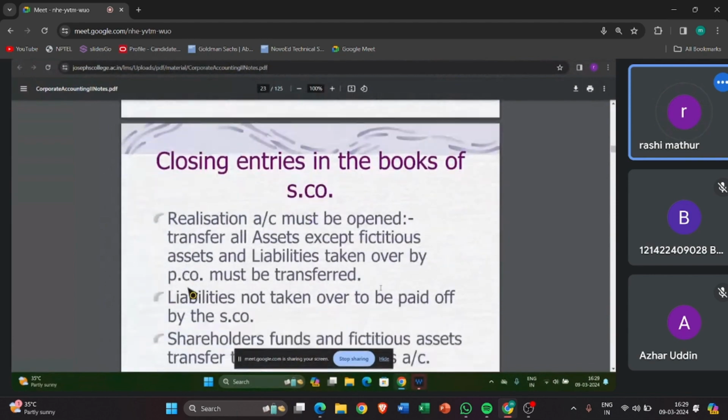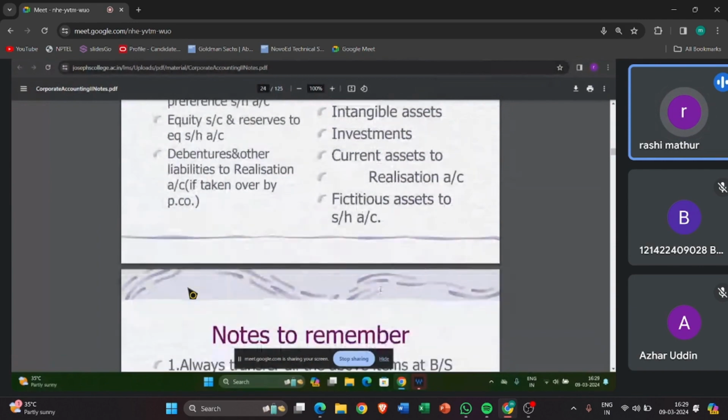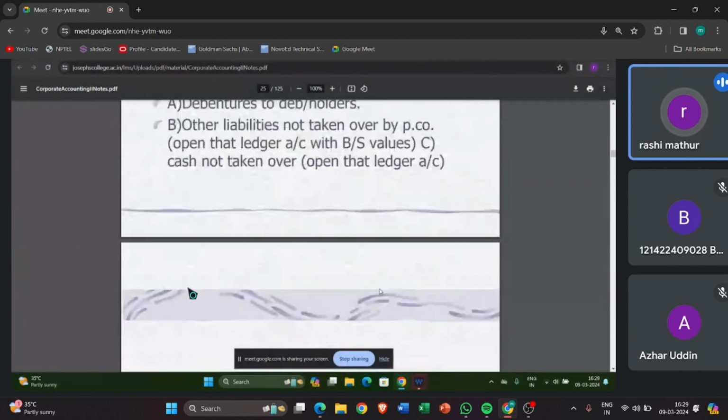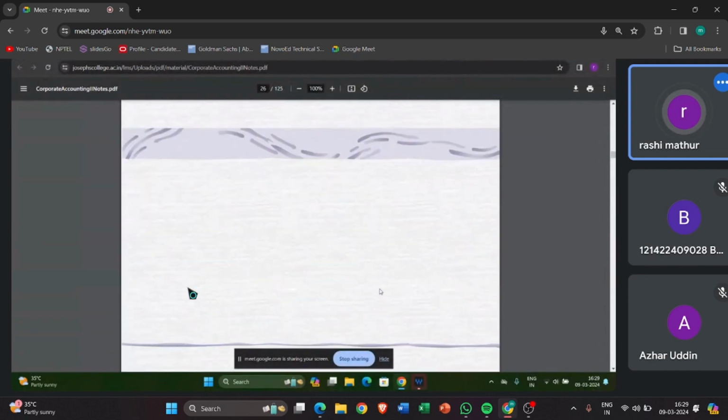Okay. Now this is your journal entry, and the notes, whatever I have explained just now, are all mentioned here.